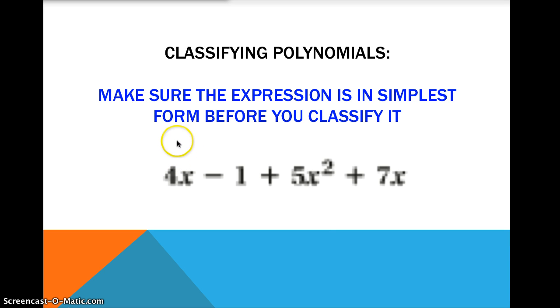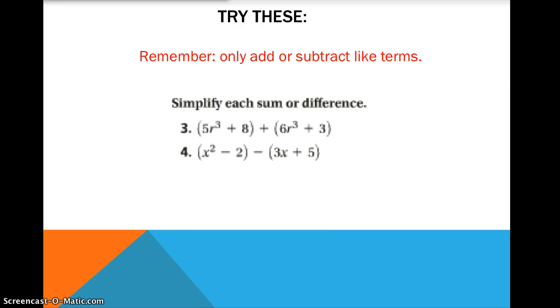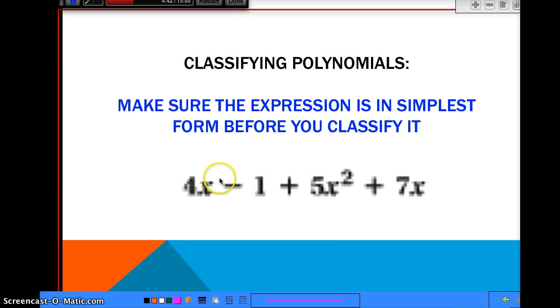Classifying polynomials. Make sure the expression is in simplest form. Whoops. Oh dear. Oh, okay, here we go. Make sure that it's in the simplest form before you classify it. This is kind of blurry, but if you notice, the 4x and the 7x are like terms. The negative 1 and the 5x squared are on their own. So let's go ahead and write this in order, with highest exponent first. That's the 5x squared.